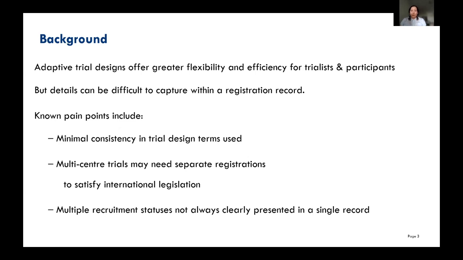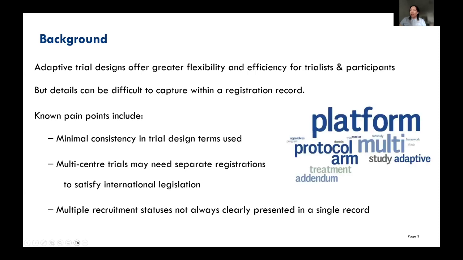Some of the known pain points that ANZCTR staff have come across, which may be shared with ethics committees and research officers, are that there is minimal consistency in the trial design terms used. As you can see from this word cloud on the right, there are multiple different and varying words that people would use to describe their trial, and quite often the choice of design term used comes down to researcher preference.